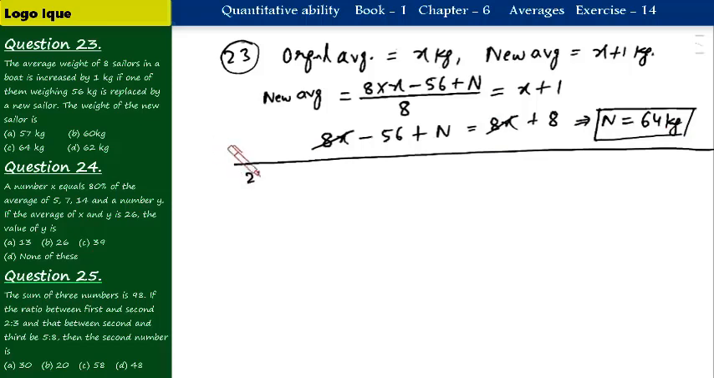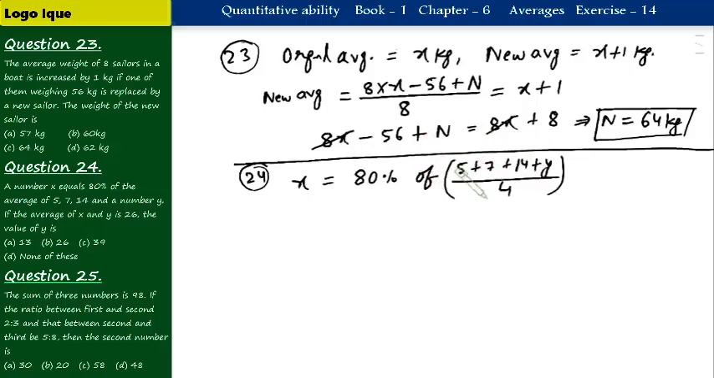Let's take up question number 24. It says a number x is equal to 80% of the average of 5, 7, 14 and a number y. If the average of x and y is 26, it's a simple question of averages. Let's say x is equal to 80% of the average of 5, 7, 14 and y. So add all of them, 5 plus 7 plus 14 plus y, divide by 4.